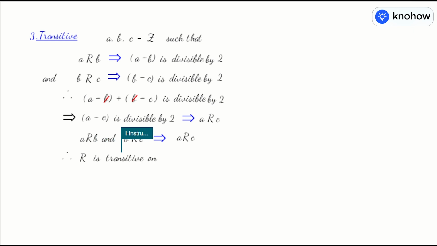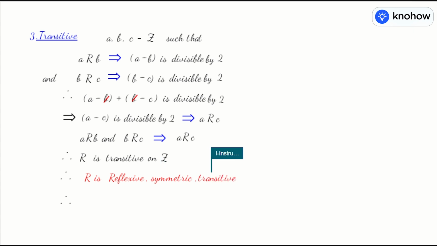So here we find that the given relation R is reflexive, is symmetric, and transitive. It satisfies all the three, so we can conclude that the given relation R is an equivalence relation on the given set of integers Z.